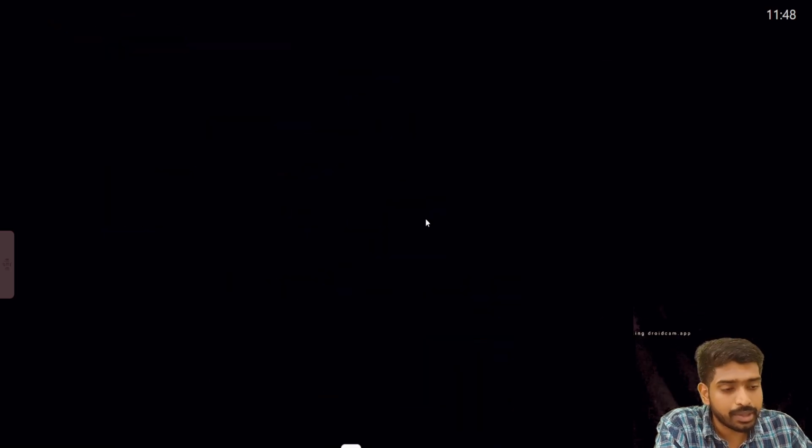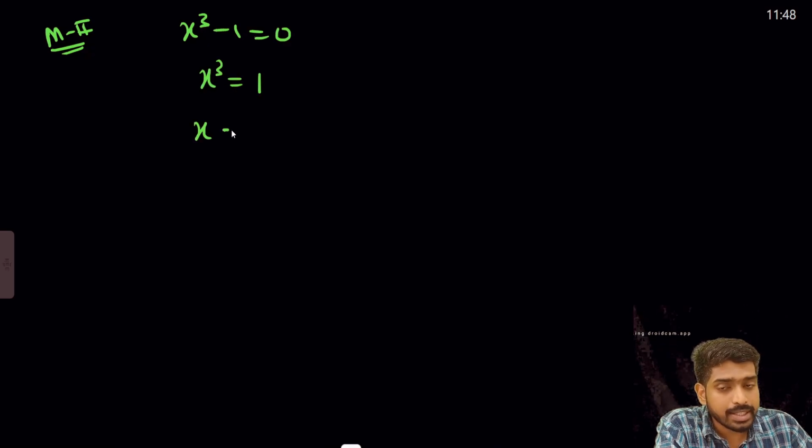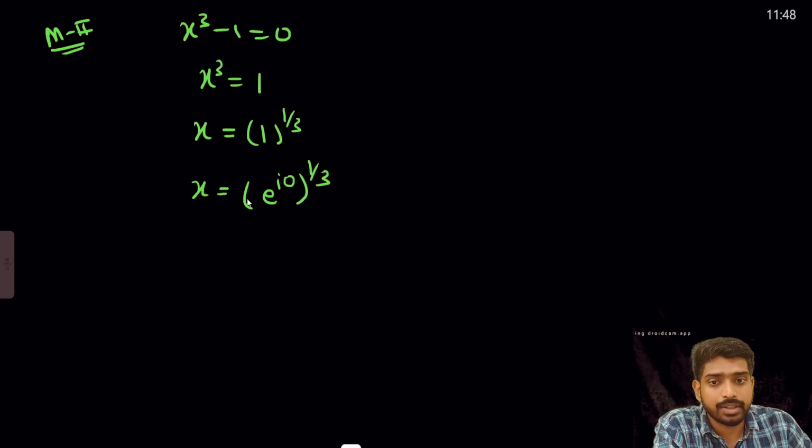So let's prove it by De Moivre's theorem once. Method 2. I have to solve this equation: x cube minus 1 is equal to 0. I can write x cube is equal to 1, or x is equal to 1 to the power 1 by 3. This 1 I can write in Euler's form as e to the power iota 0, to the power 1 by 3.